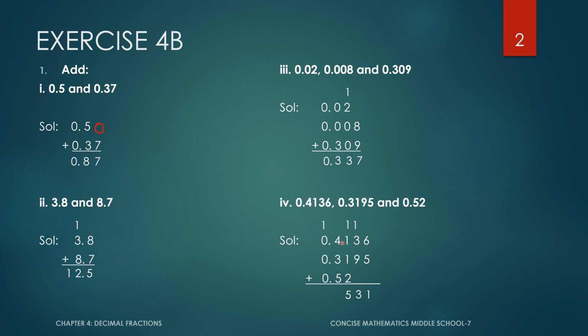Now 5 plus 4 plus 3 will be 12. So 1 on the top, and 2 you can write in the thousands place. And here 1 plus 0 will be 1. So 1.2531 is the answer.